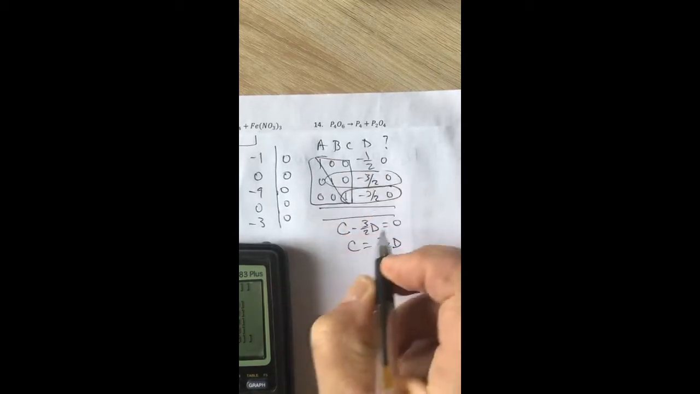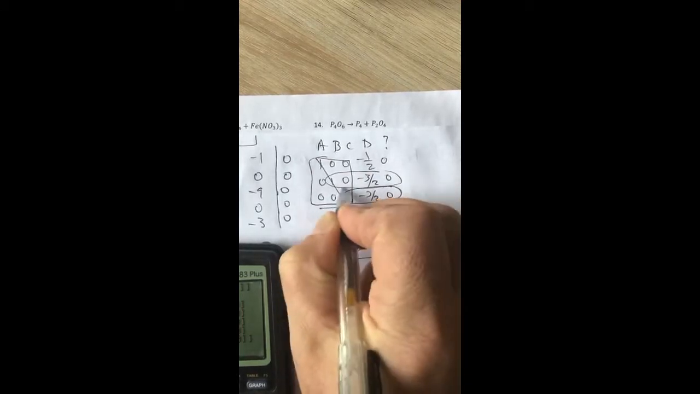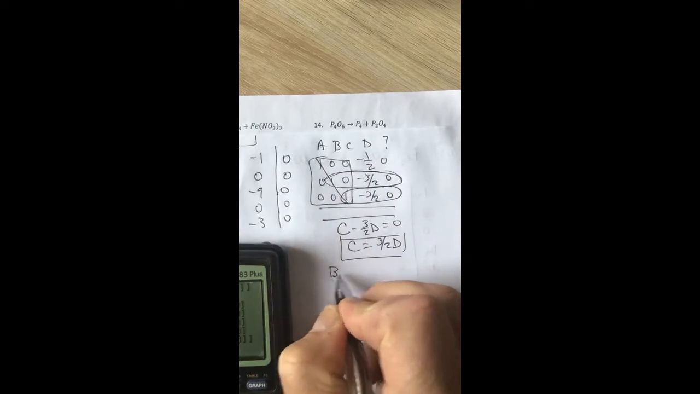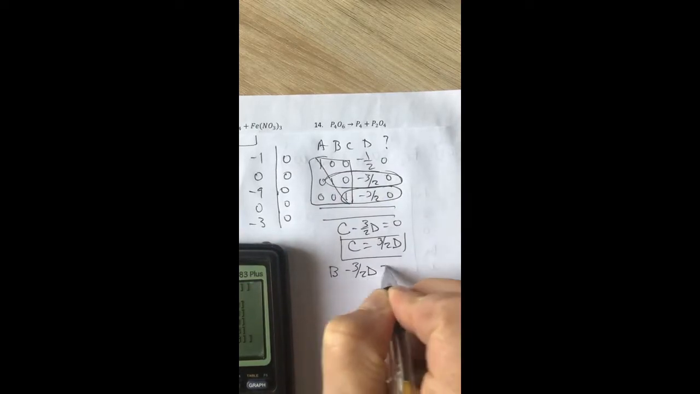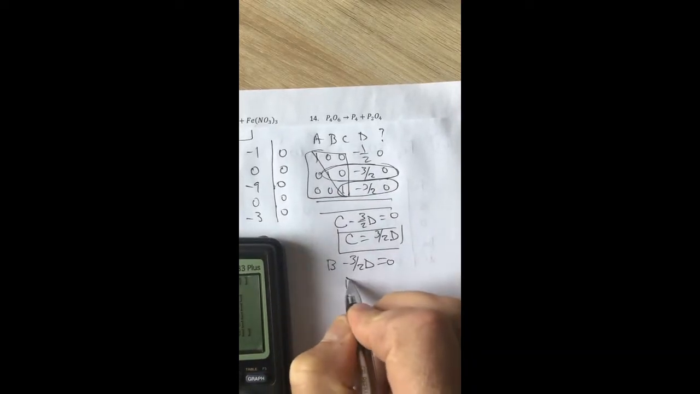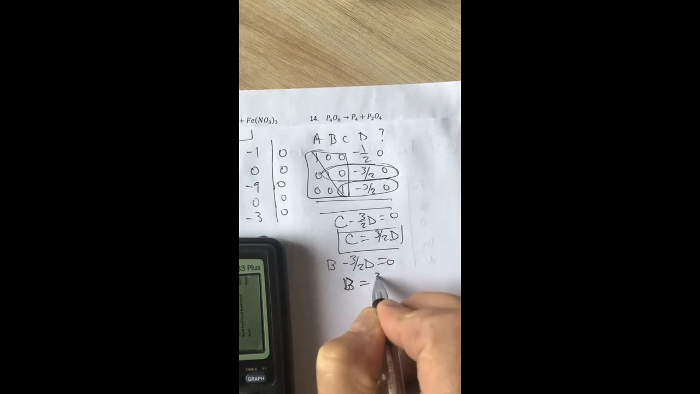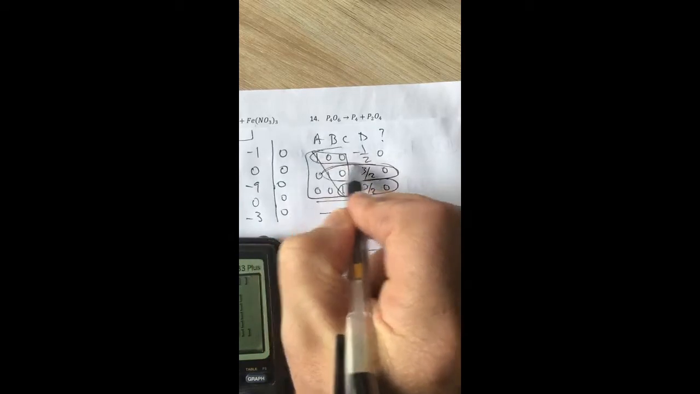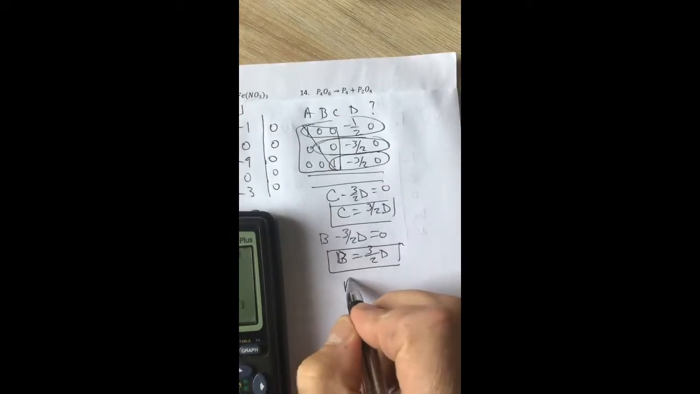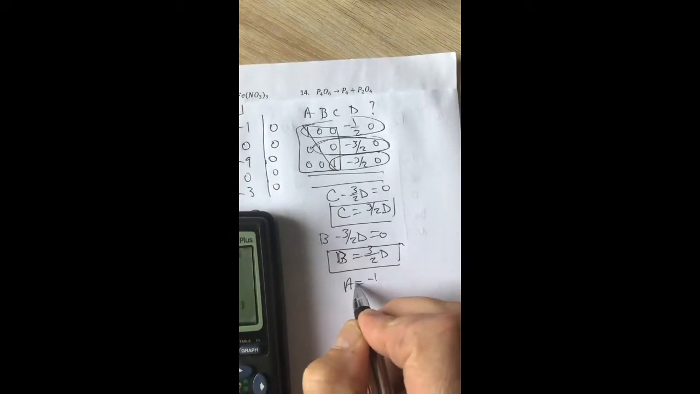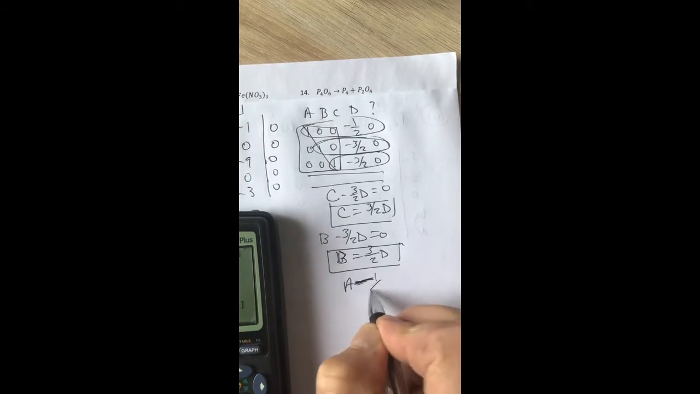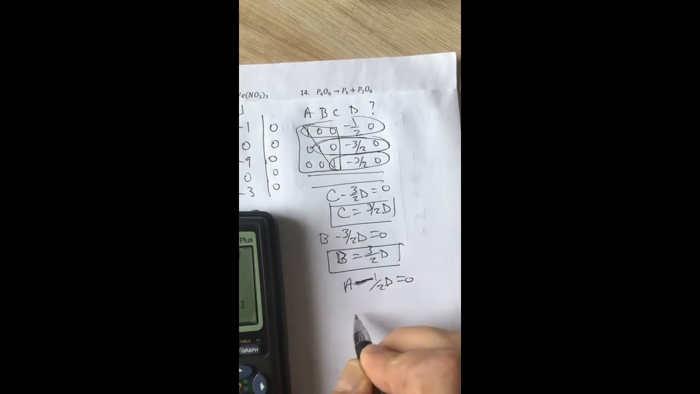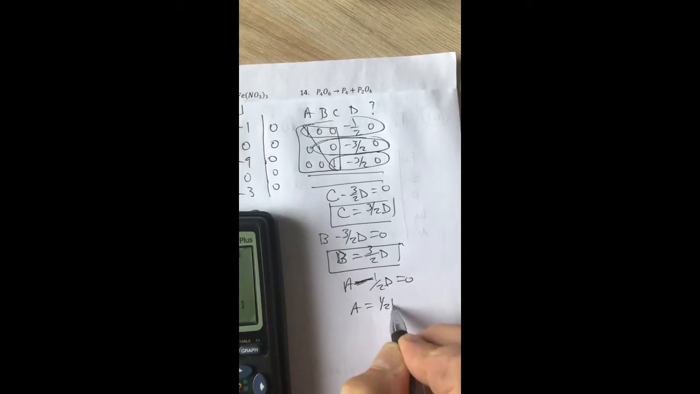Here I've got B minus 3 halves D equals 0. So that's B equals 3 halves D. And here I've got A minus a half D equals 0. So A is equal to half of D.